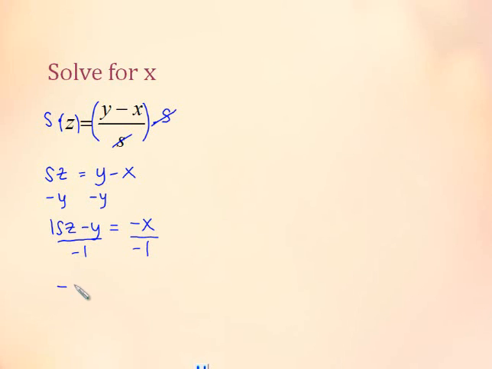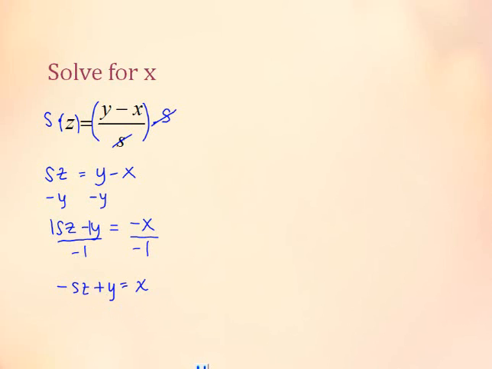So I'm going to leave out the 1. But you can't forget that just because there's not a number here, it doesn't mean it's 0. It just means that we have a 1. In front of this y, we have a negative 1 as well. Negative 1 divided by a negative 1 is a positive 1, so that ends up being plus 1y. And this equals x. So here, this is our final answer. We've solved for x, which is negative s times z plus y.